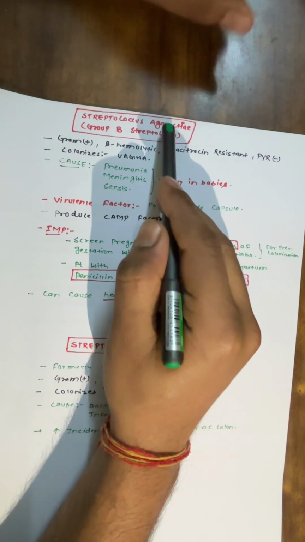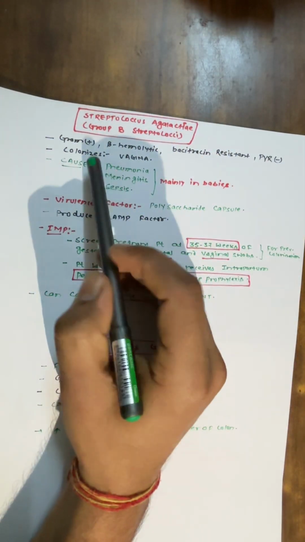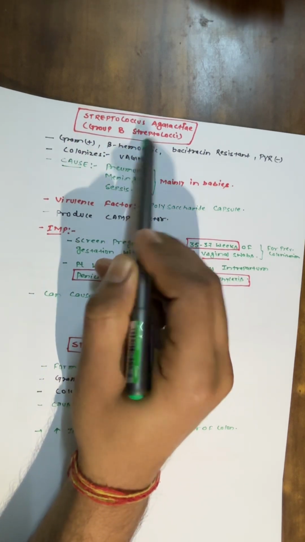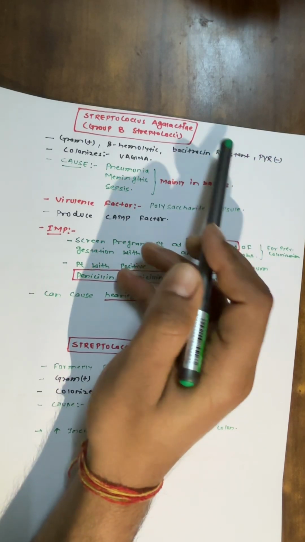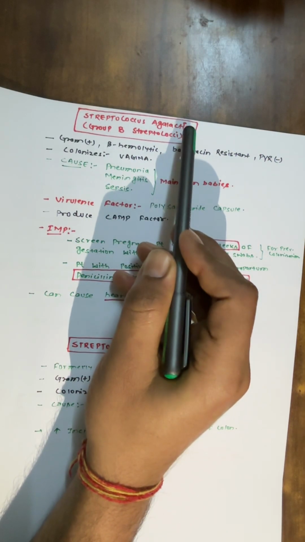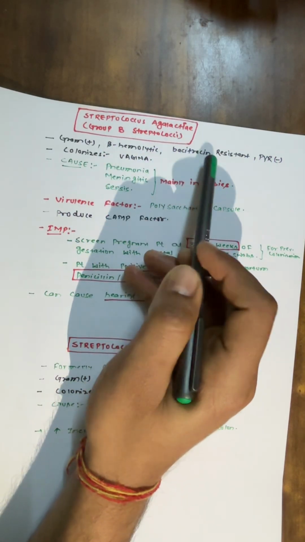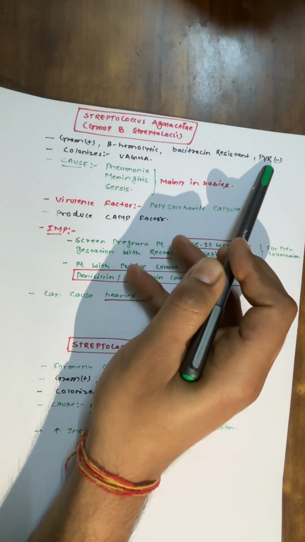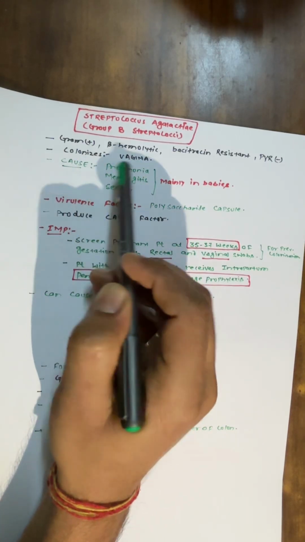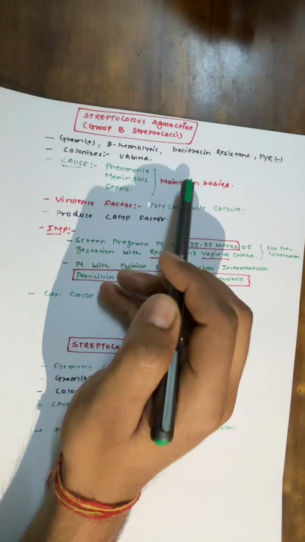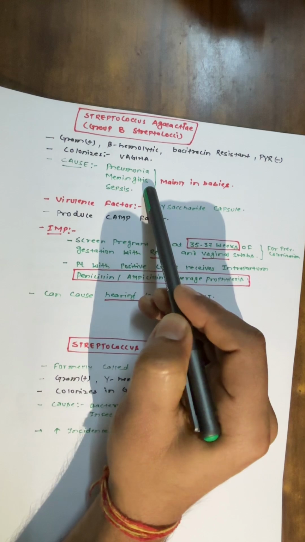Now we'll talk about Streptococcus agalactiae, which is also called group B Streptococci. Talking about its characteristics, they are gram positive and beta hemolytic, but this group is bacitracin resistant and PYR negative. In the previous Streptococcus pyogenes, we saw bacitracin sensitive and PYR positive, but here there is a difference: Streptococcus agalactiae is bacitracin resistant and PYR negative. It normally colonizes the vagina. Regarding its clinical significance, always remember that it is mainly a pathogen for babies. It causes pneumonia, meningitis, and sepsis in babies.